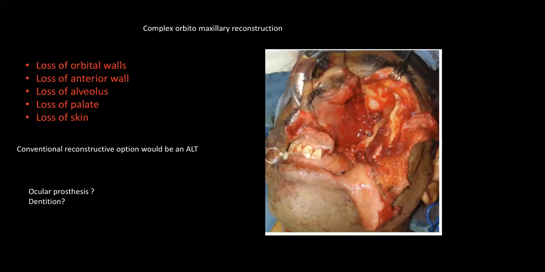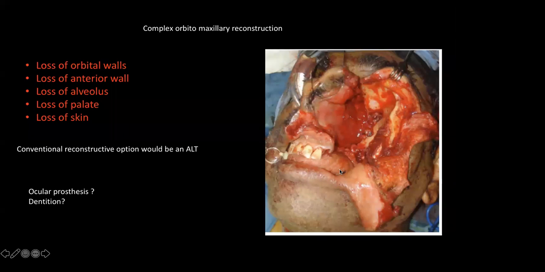Now, where is that useful during reconstruction of the head and neck? Imagine a complex orbitomaxillary defect. For example, this patient has had total maxillectomy, orbital exenteration, loss of skin of the cheek, and obvious loss of the palate. The conventional reconstructive option in this patient would be to use an ALT to cover the whole defect, or to use a fibular flap for the alveolus and the skin for the palate, and another flap like the forehead flap to close the cutaneous defect, or two free flaps.